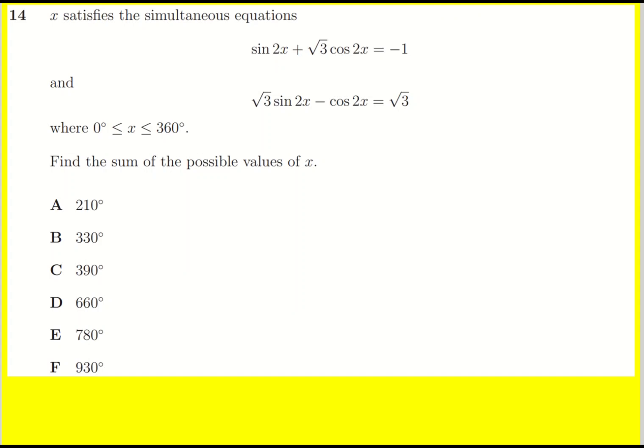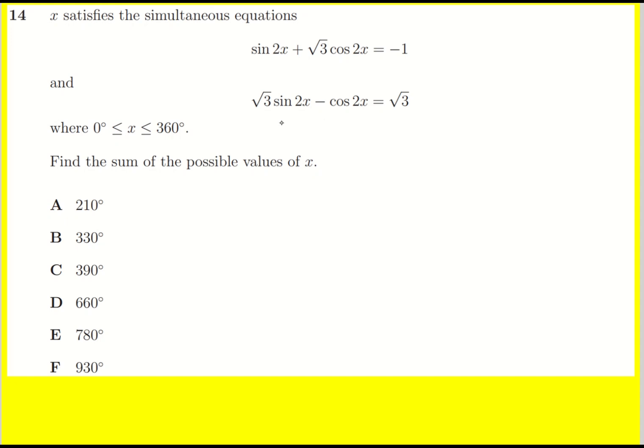Simultaneous equations involving trig, what's not to like? So we're going to approach this in the same kind of way you would normally and eliminate either sine 2x or cos 2x. I'll normally get a y and an x and they're not interlinked, but actually here they are, and we're going to have to be a little bit careful along the way.